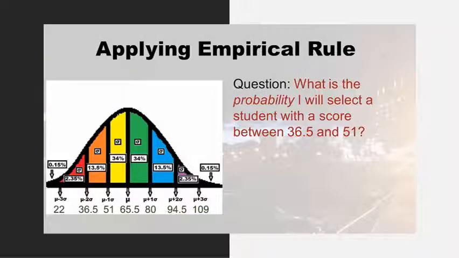Next one. What is the probability I will select a student with a score between 36.5 and 51? So 36.5 and 51. What does that mean? That means, what is the probability that you will select a student who scored somewhere within this section? What is that?